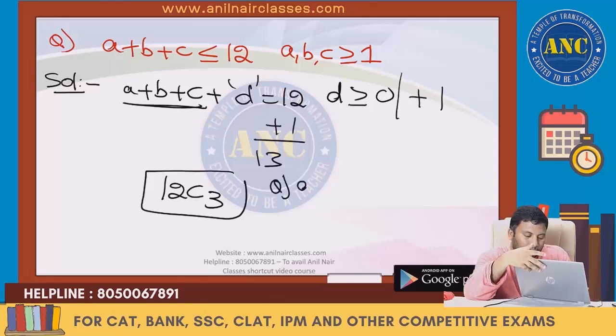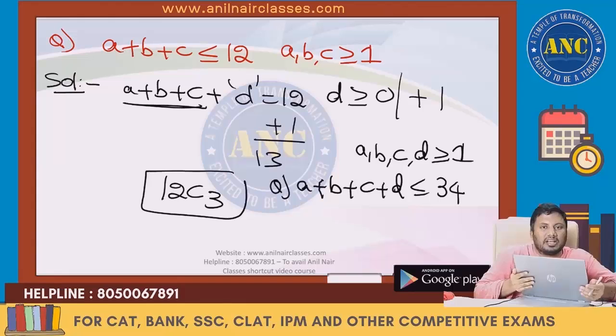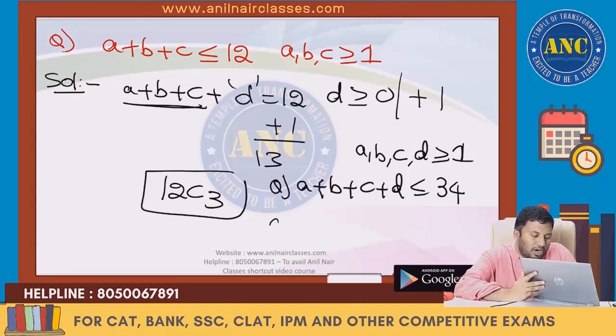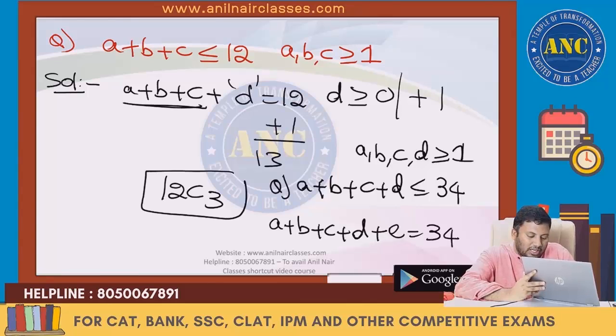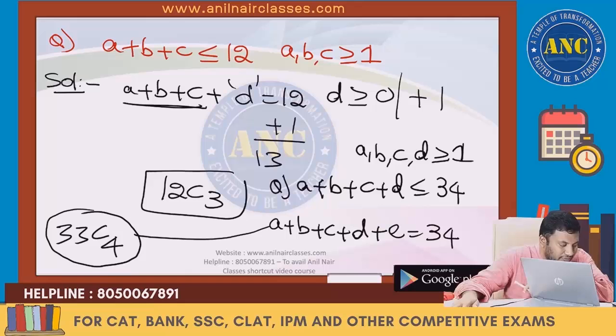Next one. A plus B plus C plus D less than or equivalent to 34. A, B, C, D greater than or equivalent to 1. Because it is less than or equivalent to, we add E: A plus B plus C plus D plus E equivalent to 34. So what will be the answer? 33C4. Answer is 33C4. Any doubts, kindly ask.